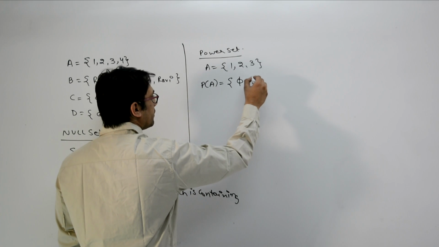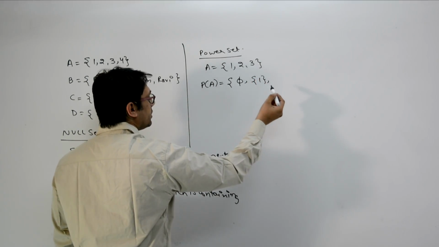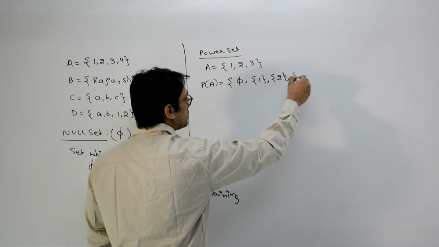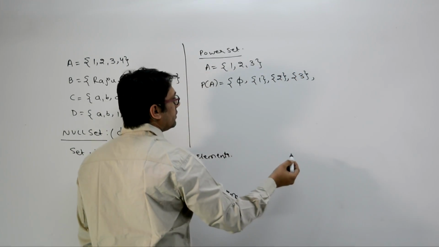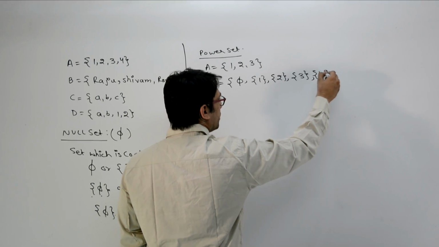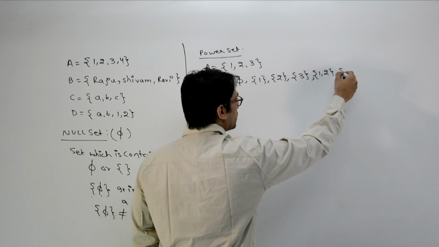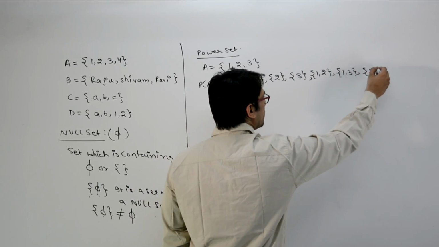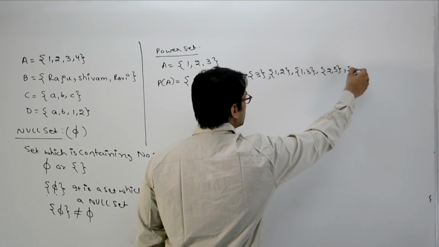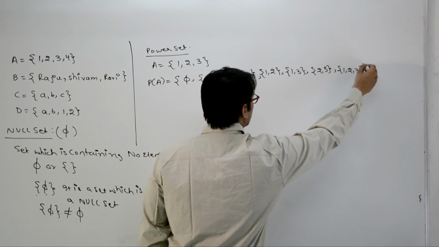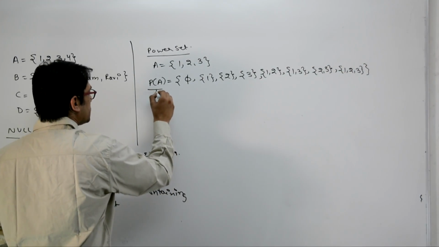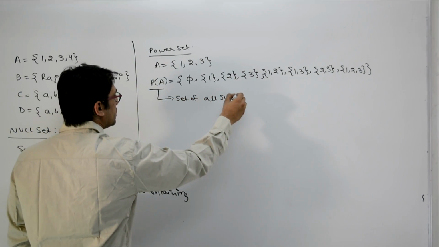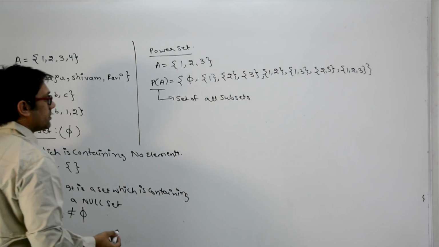In the same way, we can have a set with a single element. We can have a set with 2 elements. We can have a set with 1, 2, 3. We can have a set containing 1, 2. We can have a set containing 1, 3. We can have a set containing 2, 3. At the same time, we can have a set containing 1, 2, 3. So what is a power set? It is the set of all the subsets.